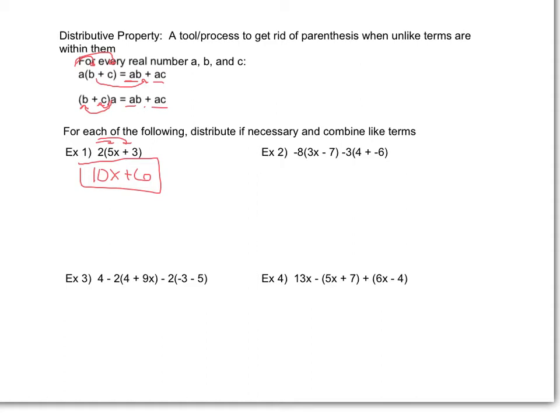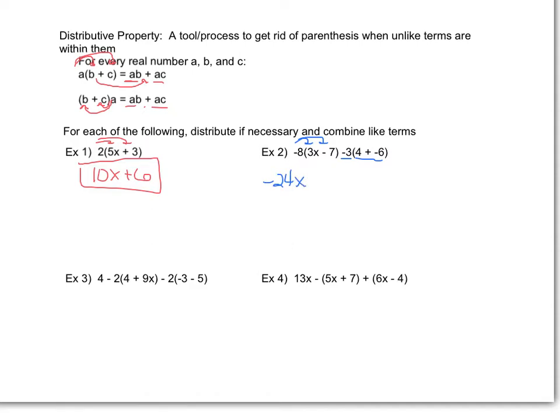In example 2, I'm going to go through the same process. I'm first going to check if my parentheses contain something that can be combined. 3x minus 7, not like terms. 4 plus negative 6 is a like term. So I have to distribute the negative 8, but I'm not going to distribute the minus 3. I'm going to combine 4 and negative 6, giving me, when I distribute, negative 8 times 3 is negative 24x.